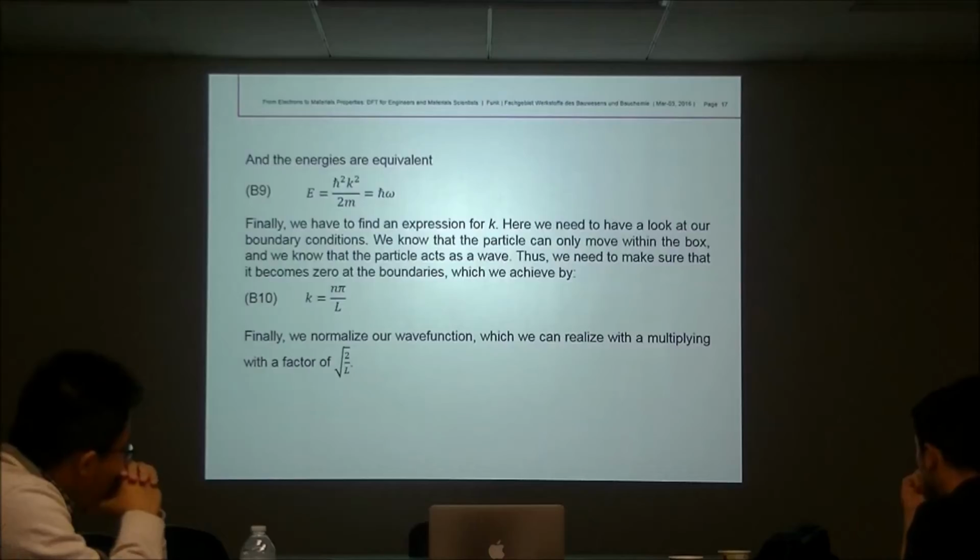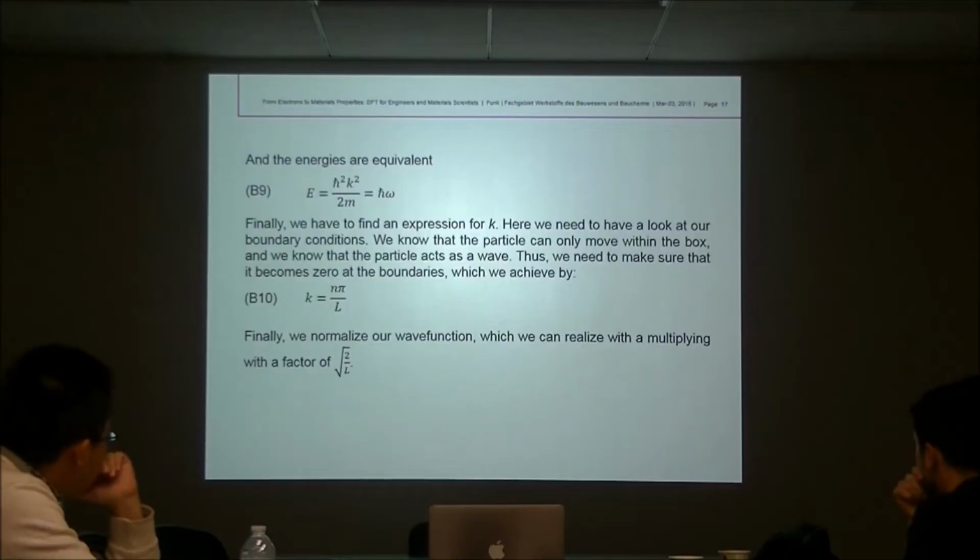Have a look at our boundaries. We know that the particle can only move within the box. We know that it has to be 0 at the boundaries. So this is the only possible solution. And finally, we normalize our wave function. We just run the integral, wave function complex conjugate times wave function, integrate it, look what number we get, and divide by this number. So the integral is L divided by 2.